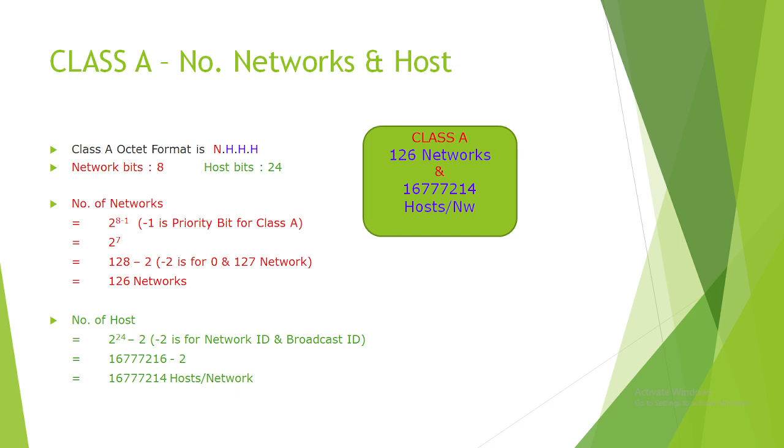Class A, number of networks, number of hosts. Here the network is 8 bits and hosts is 24 bits. Number of networks we are using 2 power 8 minus 1, where the first bit is the priority bit. So 2 power 7 minus 2. The 0 network and the 127 network are reserved, so 126 networks. Number of hosts is 2 power 24 minus 2, where one is the network ID and one is the broadcast ID.